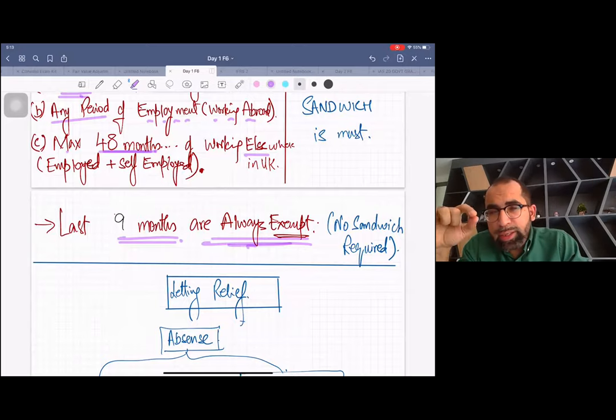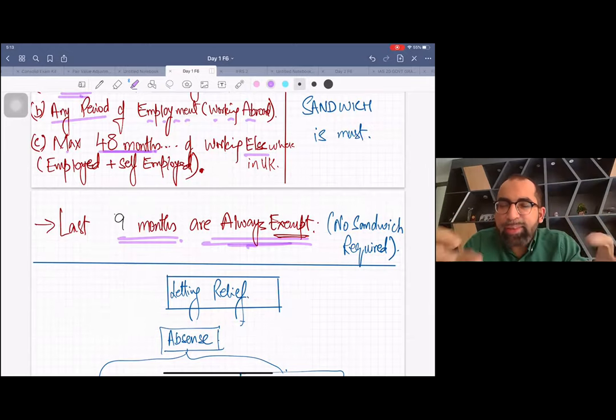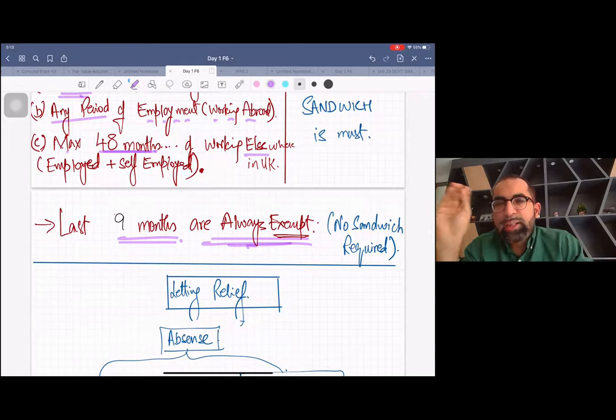From the disposal date, the last 9 months are always exempt, whether you are living or not living, whether there is a sandwich or not, anything. Even if you are not living there, it's exempt. The last nine months are always exempt. Okay, so just to summarize, listen.